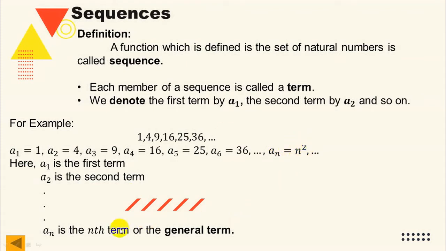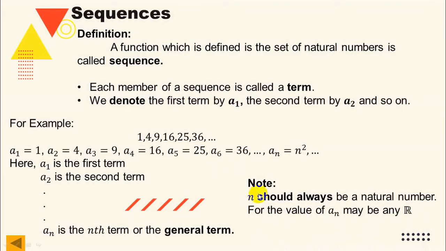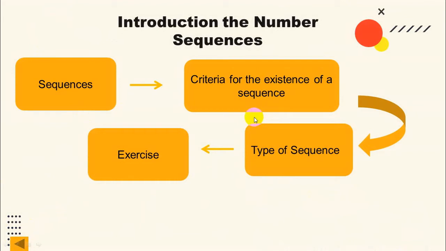So from here, a_n is the nth term or the general term. So we have the first term, the second term, the third term, and so on until we get the nth term, which we can call the general term. Here n should always be a natural number, but the value of a_n might be any real number. Okay, everyone?